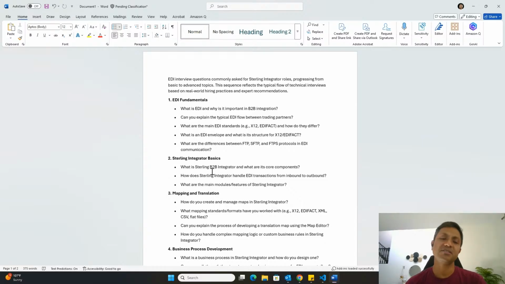Coming back to the mapping and translation category, they might ask, how do you create and manage maps in Sterling Integrator? So now you're wearing the mapper hat, right? Tell them if you really have done mapping. Tell them how to create a map. How do you then test it?